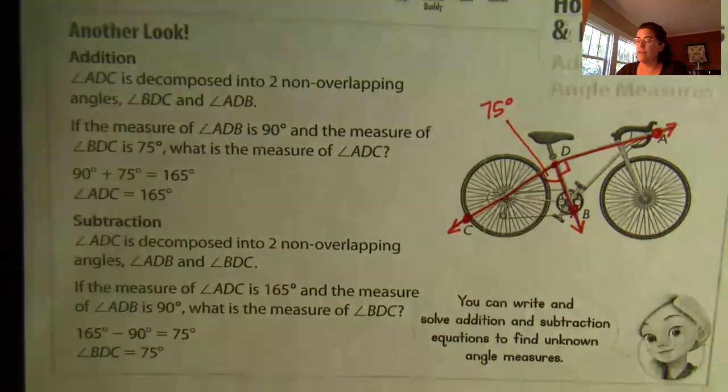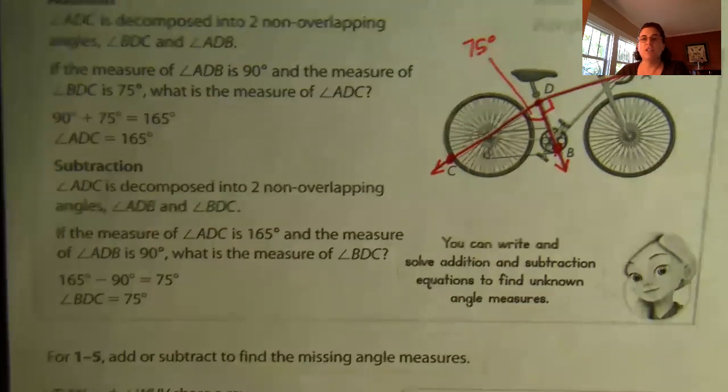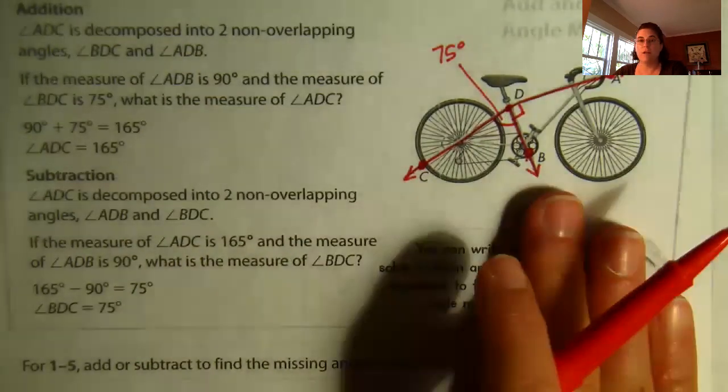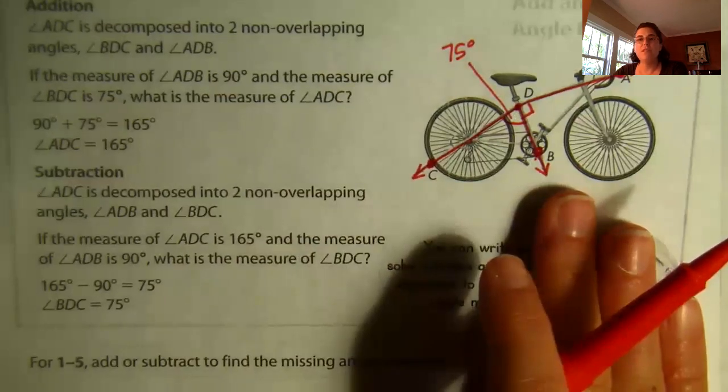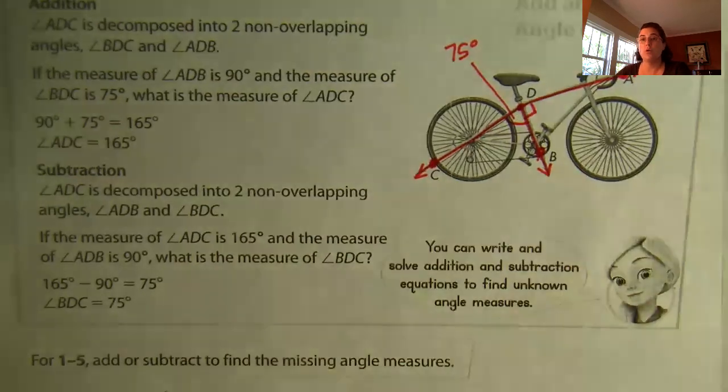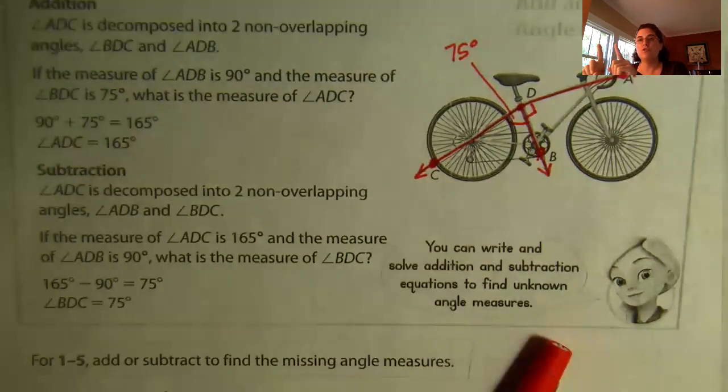Okay, so then they give you an example of subtraction. We're going to use this same diagram and the same measurements, but they're giving you the example if they gave you the total and one part. So remember, when we have addition, we are given two parts and we need to find the whole. And when we know we need to use subtraction, we're given the whole and one part, and we have to find the other part.